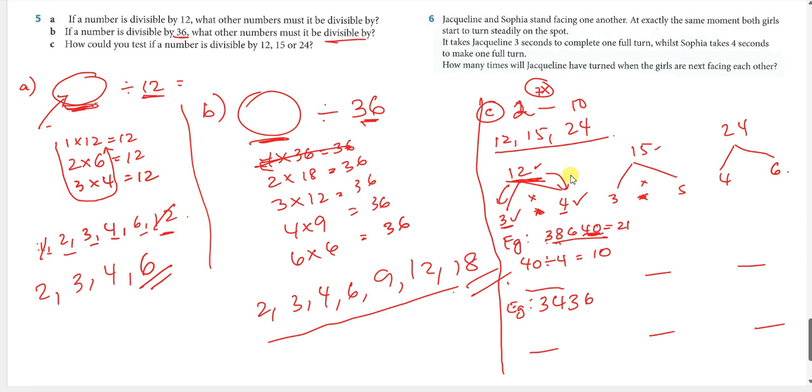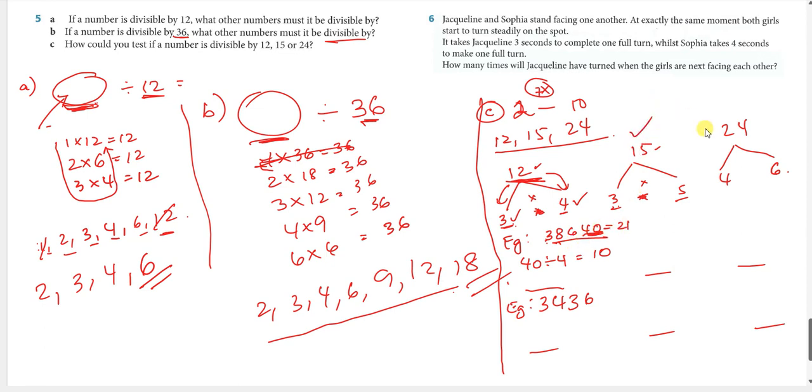Okay, let's move to 15. For 15, the conditions are 3 and 5. We already checked here that yes, we can divide this number by 3. That's a green sign. With 5, yes, that is also a green tick because the number ends with a 0. So yes, we can divide 38640 by 15 as well.